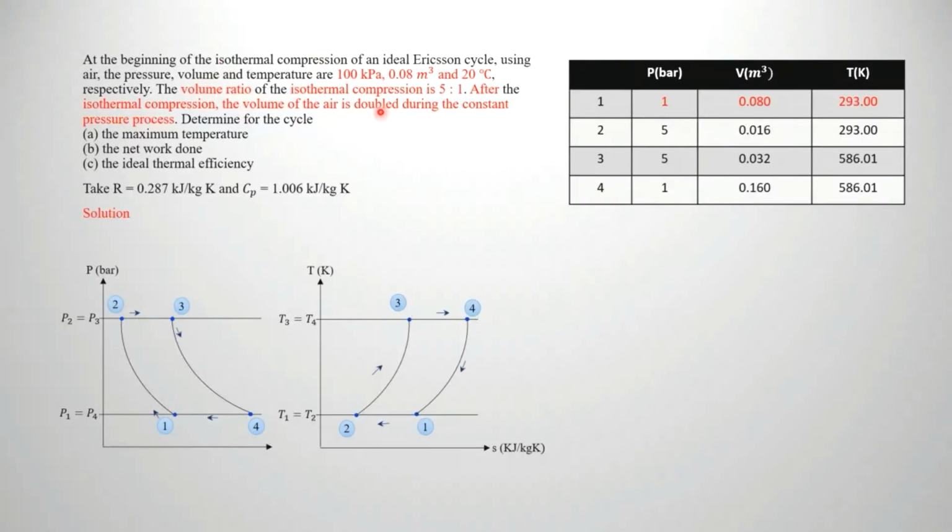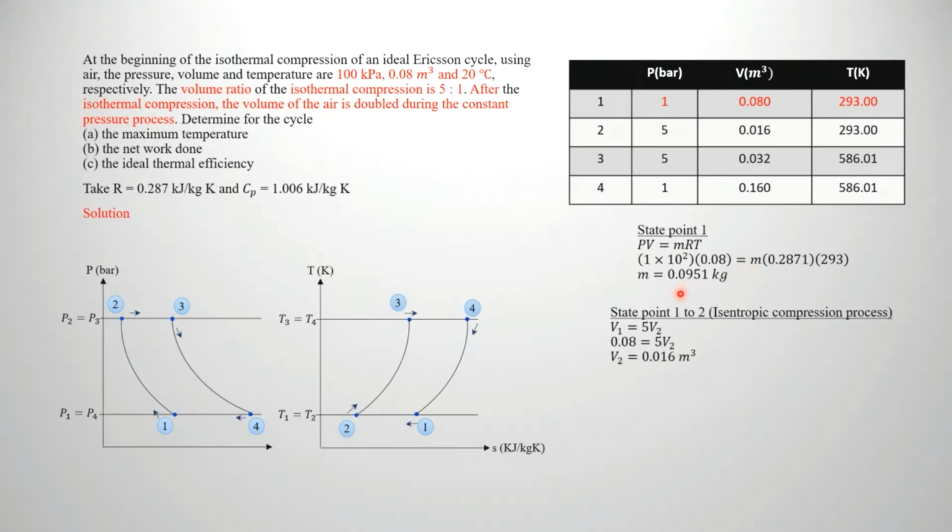Based on the question, here are the given data: pressure, volume, temperature. First thing, find out the mass by applying the ideal gas law. PV equals mRT, with pressure, volume and temperature given. The mass and the specific gas constant are constants. So you can find the mass of 0.0951 kg.